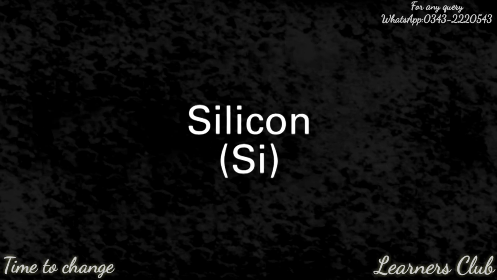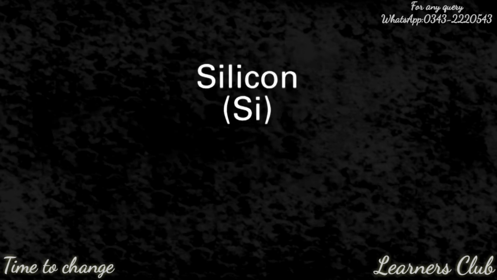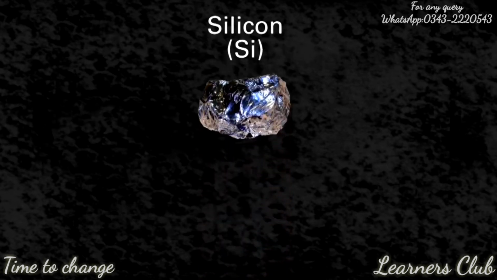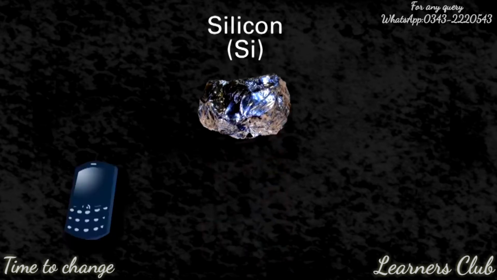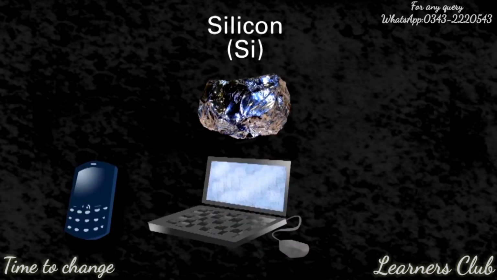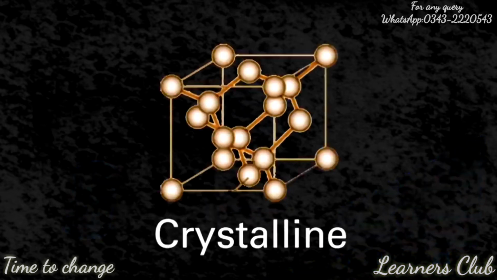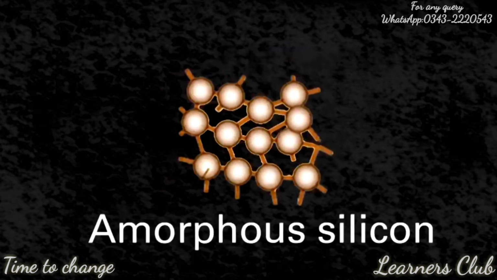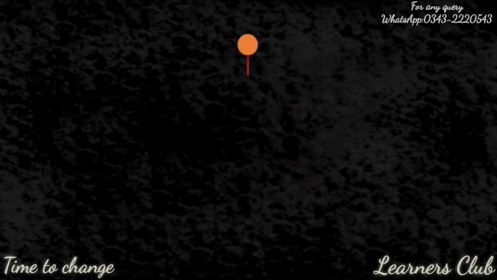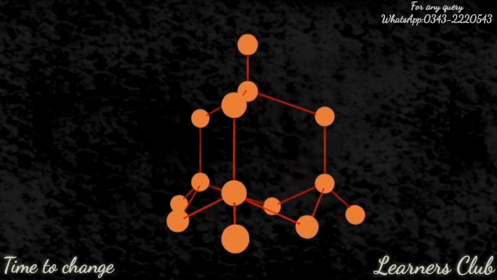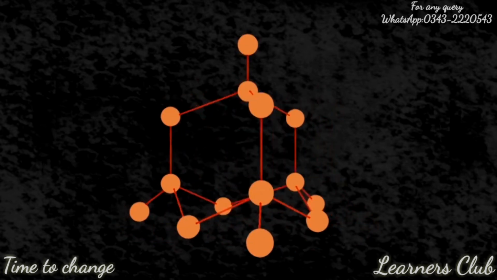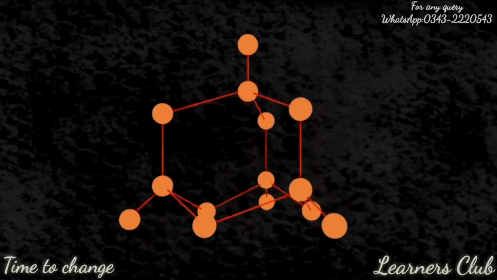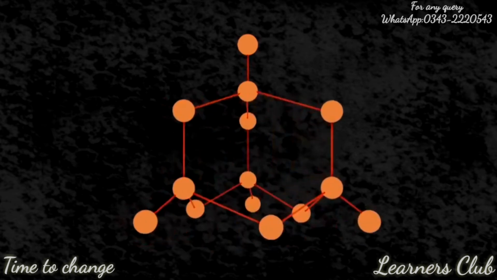Silicon is a very important element. Silicon is used in circuits of many electronic devices, such as your mobile phone and laptop, and in solar cells. Silicon exists in crystalline form and in non-crystalline form, also known as amorphous silicon. In crystalline silicon, silicon atoms are arranged in a tetrahedral structure, with each atom covalently bound to 4 other atoms.